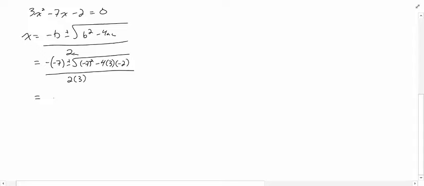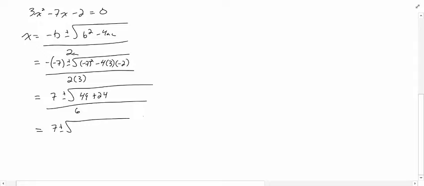Let's do a little bit of arithmetic to clean up here. Negative negative 7 is 7. The square root of, negative 7 squared is 49. Now if we have minus 4 times 3, that's minus 12, times minus 2, that's plus 24, and 2 times 3 is 6. Underneath the square root we could still do a little bit more simplifying. 49 plus 24 is 73.